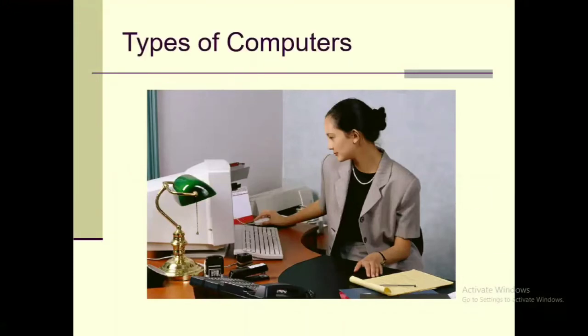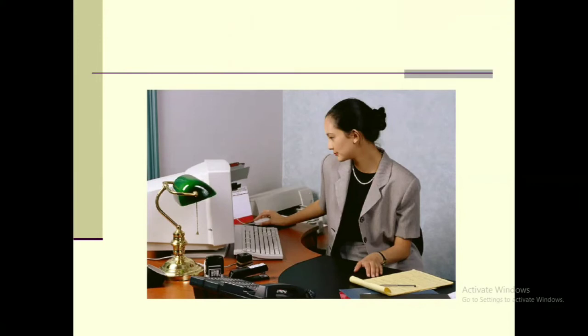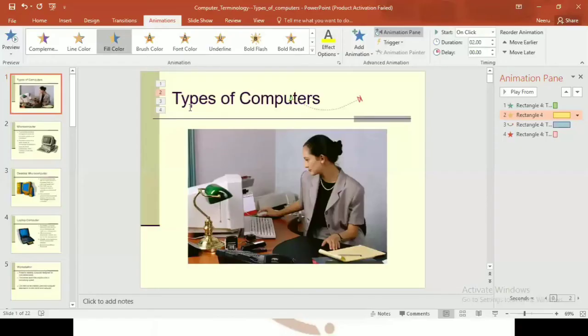See, the first one, fly in. The second one, fill color. Third one is arc shape. And the fourth one is fly out. After the fly out, you can't see your text because we have given the exit. So like this, you can give the animation.